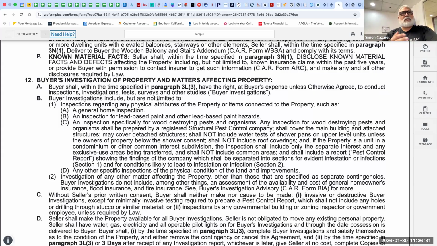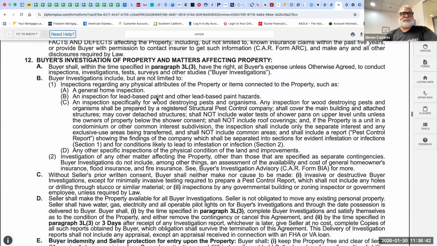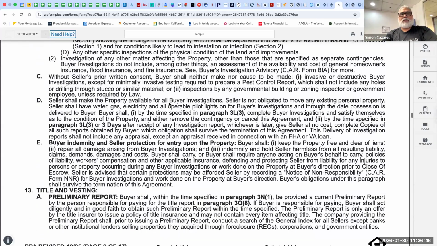Now, obviously, it's about negotiations. Sellers should do the right thing and get it fixed, but they also have to disclose if there's any new material facts that they were not aware of, and now they have to bring it up to the buyer. The buyer has every right to do their inspections under paragraph 12.